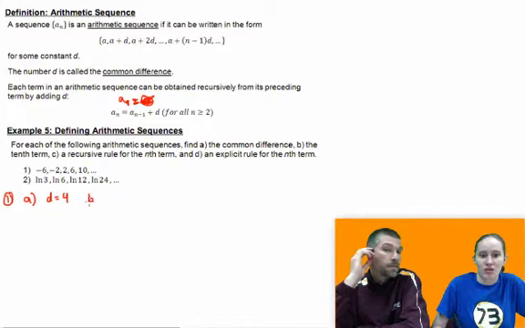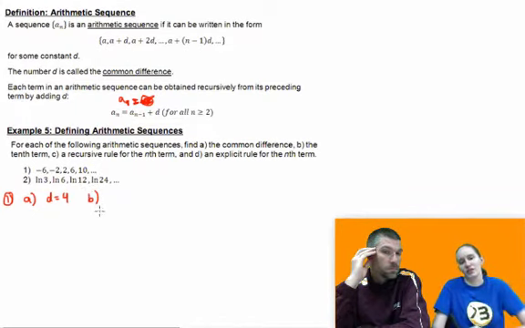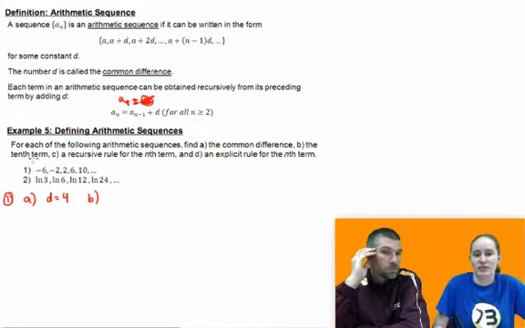So I kind of am frustrated about the order of these numbers because I don't want to have to find the 10th term right now. I would rather write a rule and then use the rules. So let's write the rules first.